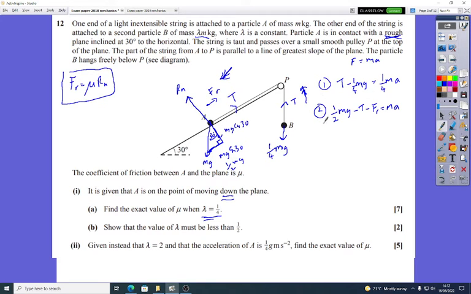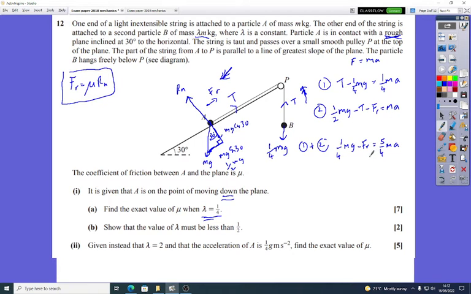What can I do here to equations 1 and 2 to get rid of one of these variables? Add them. Excellent. So if I add equation 1 to equation 2, the T and the minus T will cancel. Now I've got a half mg minus a quarter mg. What's a half minus a quarter? A quarter. So I'm going to get a quarter mg minus friction is going to equal that plus that, which is 3/4. That's the whole one, plus a quarter, so that's 5/4 of ma.